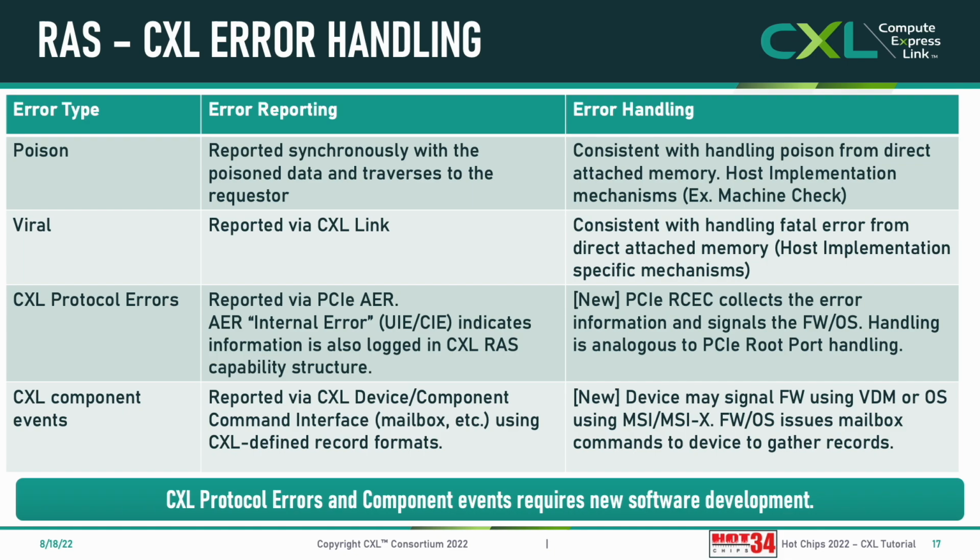We'll take a somewhat closer look into the next level of details for CXL protocol errors and CXL component events. But before that, there is a call to action. While Poison and Viral can map into existing mechanisms, both CXL protocol errors and component events require new software development. Please help contribute towards software development of these critical RAS features.